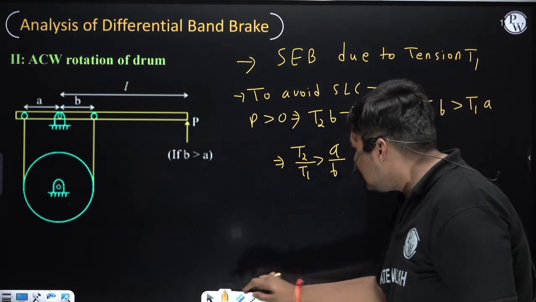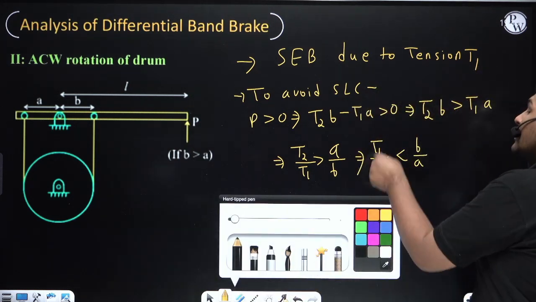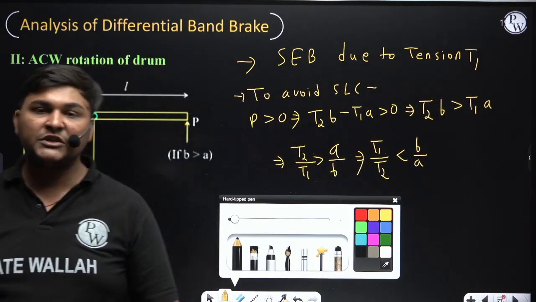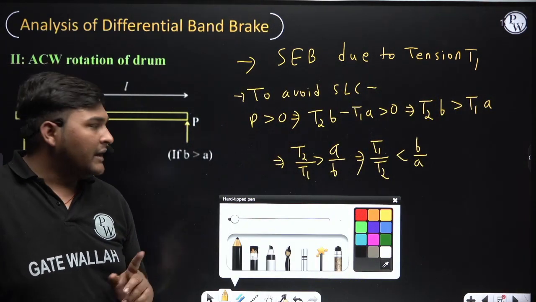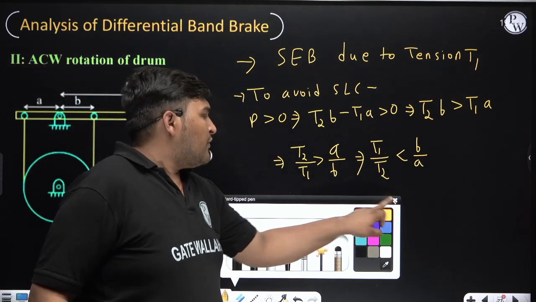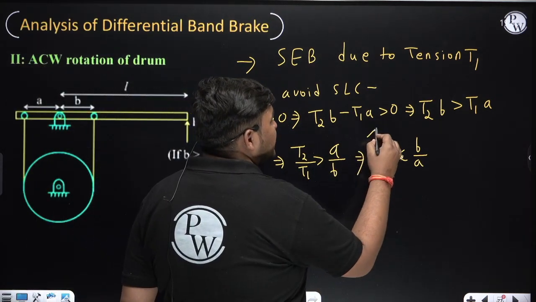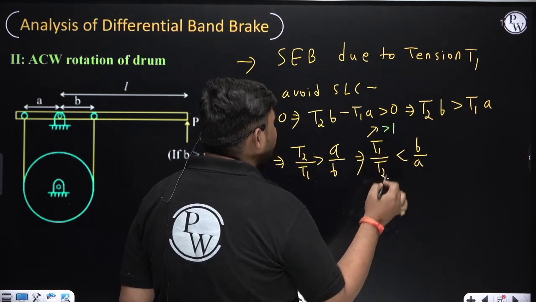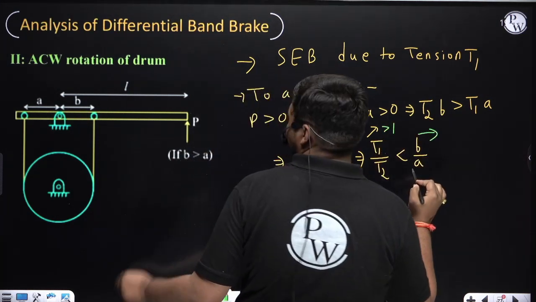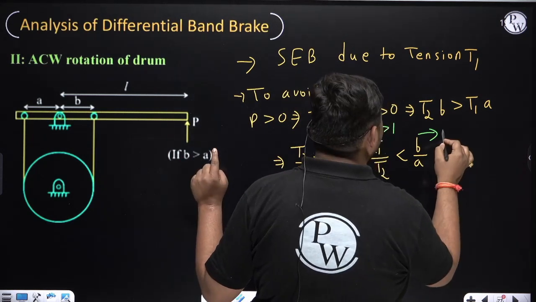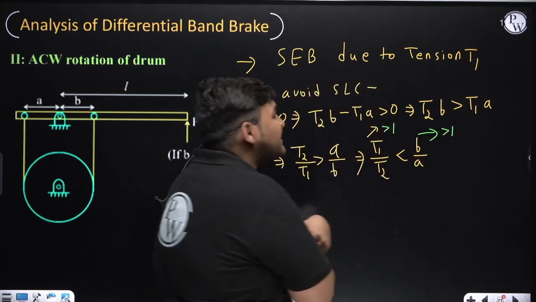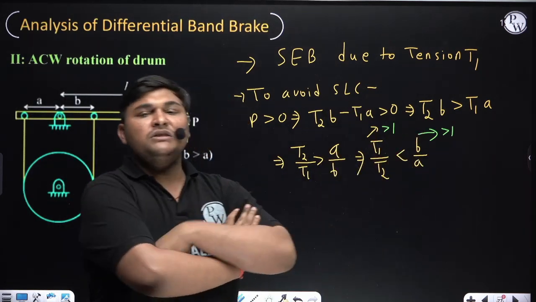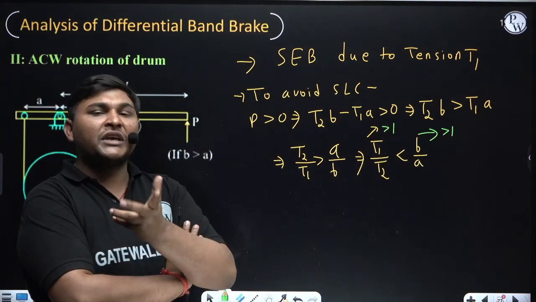If this condition is satisfied, the brake will not go into self-locking condition. And if this equation is not satisfied, the brake will go into self-locking. Now if you focus on T1 by T2, can I say T1 by T2 will always be more than 1? Yes sir, it will always be more than 1. Now B by A, here B is greater than A, means B by A will also be greater than 1. So here LHS is also greater than 1 and RHS is also greater than 1.